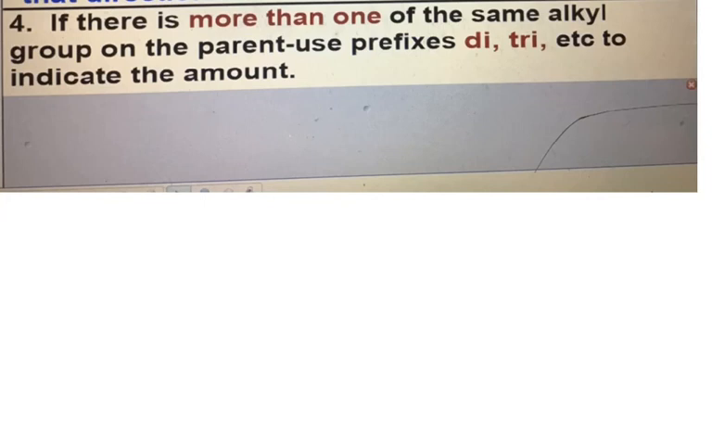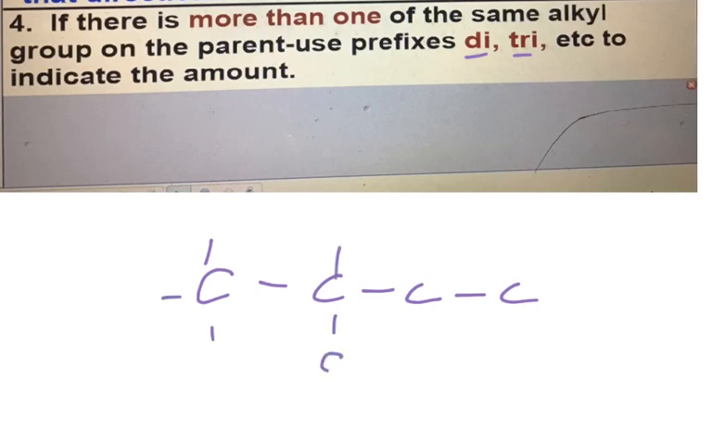Alrighty. For number 4, if you have more than one of the same branch, we're going to use these prefixes: di, tri, and so on. I'll explain that with an example in a minute, but I'll do a quick one right here. Let's say we have this. This is our parent right here, 4 carbons. And let's say we have a branch here and a branch there. Let me just draw everything in first.